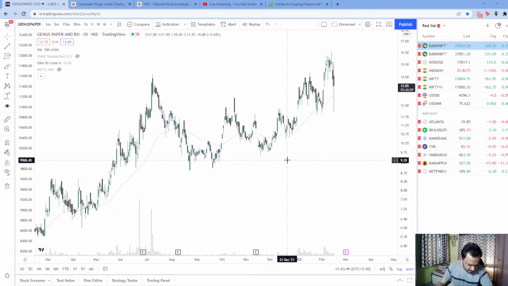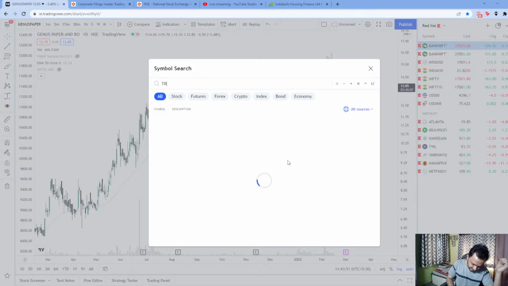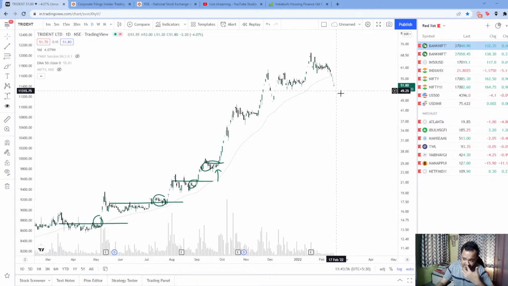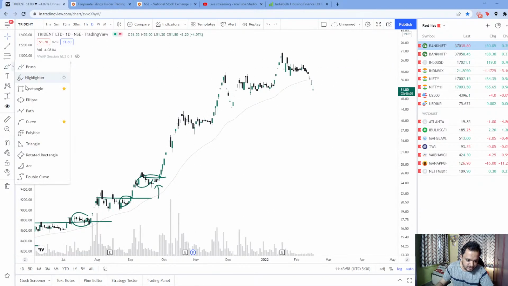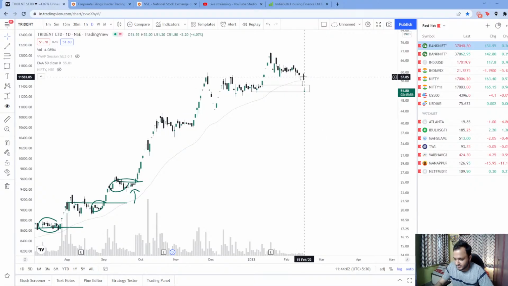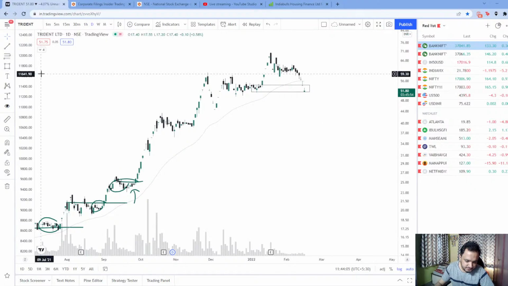This is good. Trident, again, nothing in Trident. It's falling in a straight line. We are waiting for this demand zone, but this demand is not holding. So, sorry, nothing here in Trident. All right.